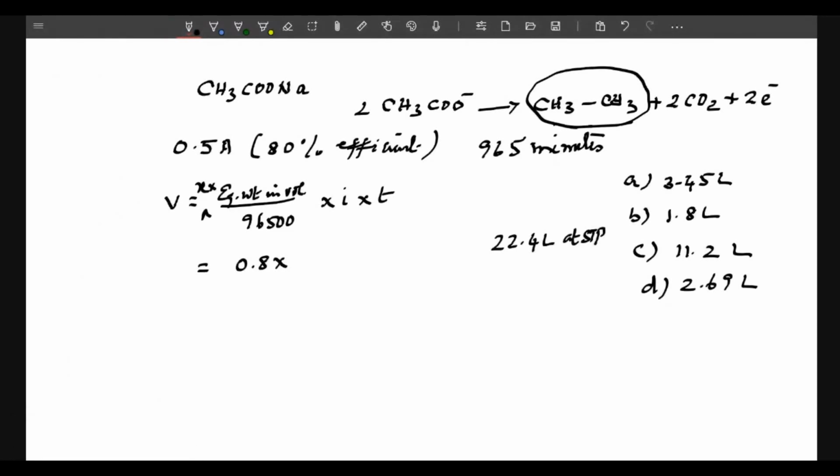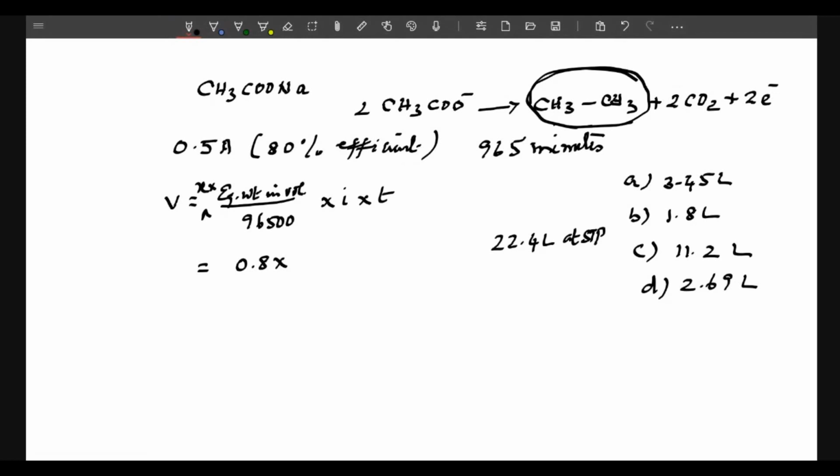What would be the equivalent weight in terms of volume? What is the number of equivalent weight? How to find out the equivalent weight for this? You know the formula weight? Ethane has the formula weight 24 plus 6, that is 30. What would be its equivalent? How to find out, sir?